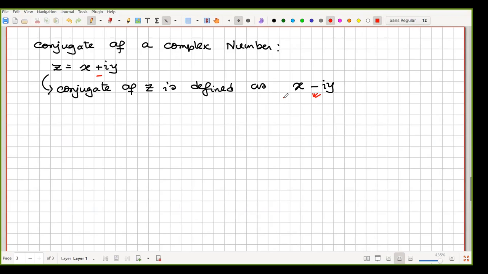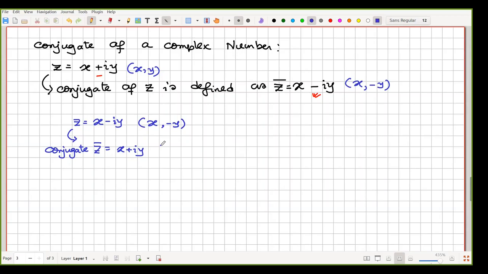So how can we write it in the form of z? That is z bar. z bar is called the conjugate of any complex number. Likewise, if we have x minus iy as z, its conjugate z bar is equal to x plus iy. So conjugate means vice versa; the sign is always changing in that way. If we write it as an ordered pair, z is (x, y), so its conjugate is the ordered pair (x, −y). Likewise, if it is (x, −y), then its ordered pair is (x, y).